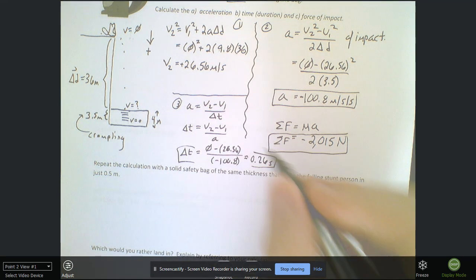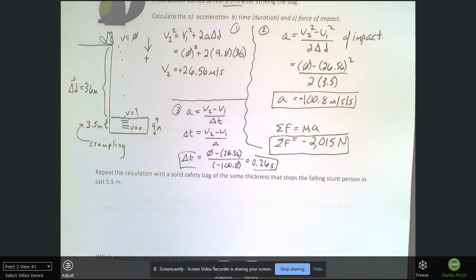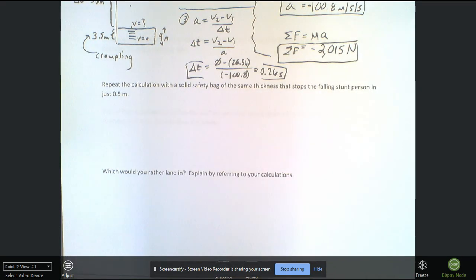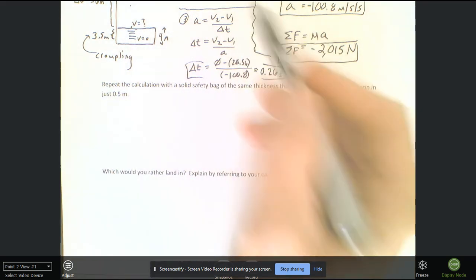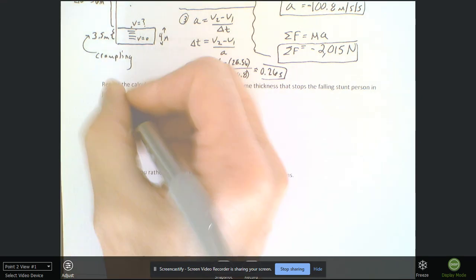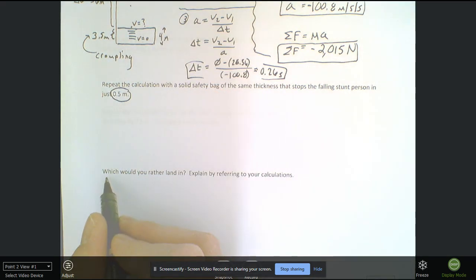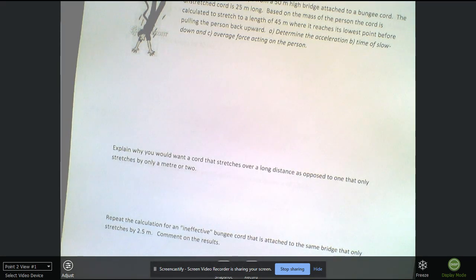Okay. All the questions are like that. Any kind of questions where objects are falling, this is what you're going to do. So it says repeat the calculation if you crumple only by 0.5 meters. So you can just use the basic equations that we had to figure out the 3 values if this bag only crumples by 0.5 meters. And then say which would you rather land in and explain by referring to your calculations. Okay, good. You can pause and go back to that and follow what I've done.